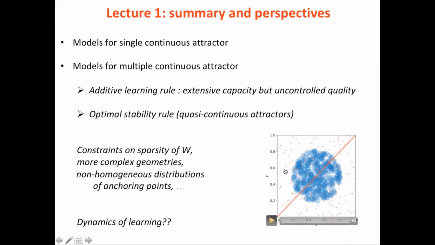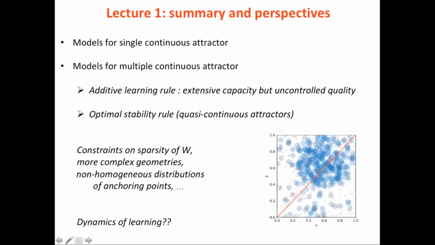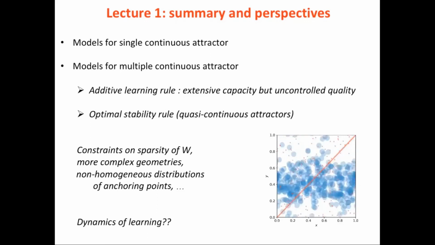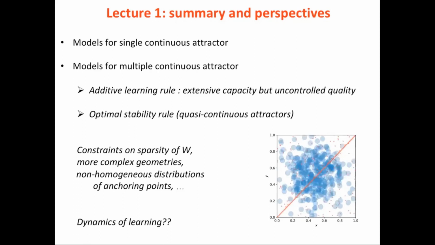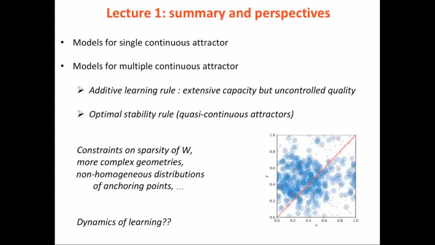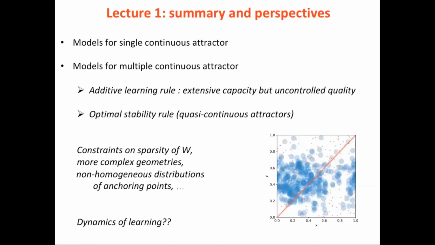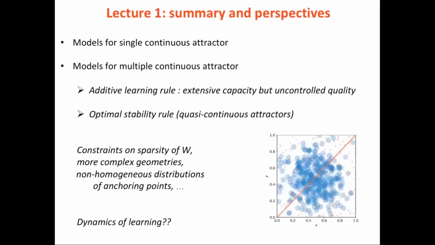This is a case where you have anchoring points which are drawn uniformly in space, except that you have very high density on the diagonal. And you will see what happens in the simulation here. You see that the bump of activity is very strongly tied to the diagonal of the space. So it's a way to control the geometry of the attractor. You can carve in the very high dimensional space some very low dimensional preferred space where the attractor will be located.